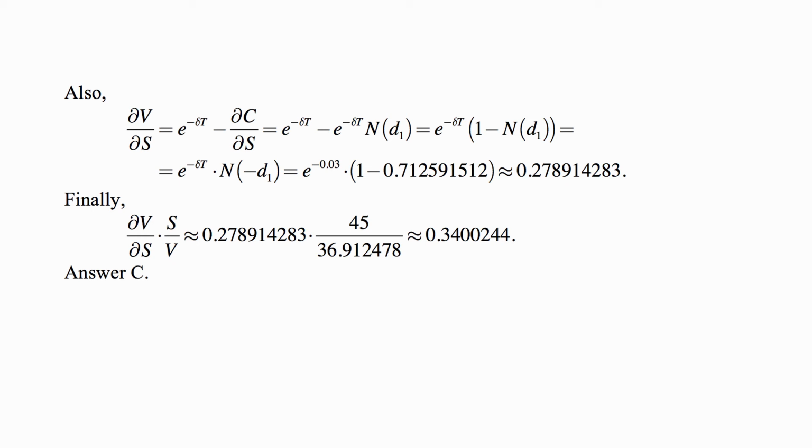Now we plug all of them into the partial derivative. The formula for elasticity is the partial derivative of V with respect to S times S over V. We have all of these values now, so we plug them in, and the answer is almost exactly 0.34, which is answer C. And you need to know the concept of elasticity for the test. It's definitely on the test, and of course you have to have the Black-Scholes formula memorized. So the question for you is, did you memorize it?